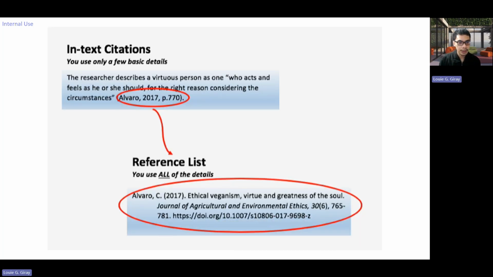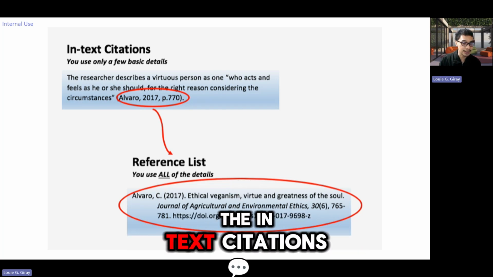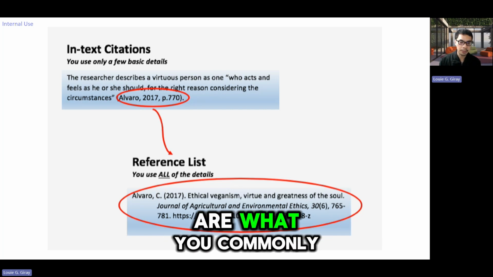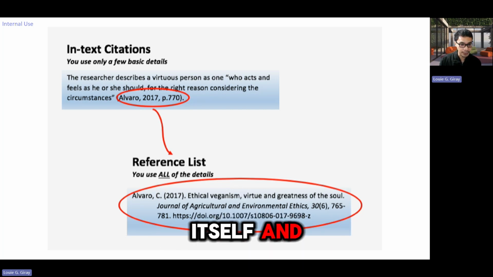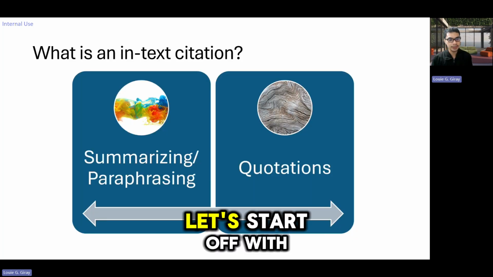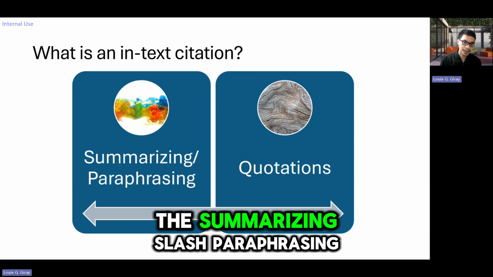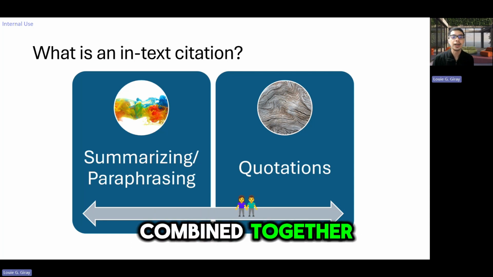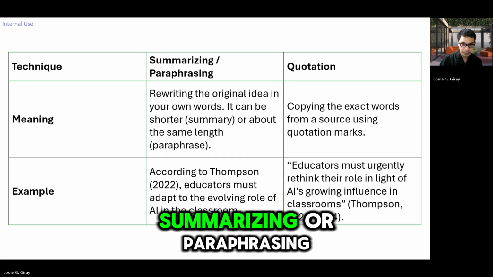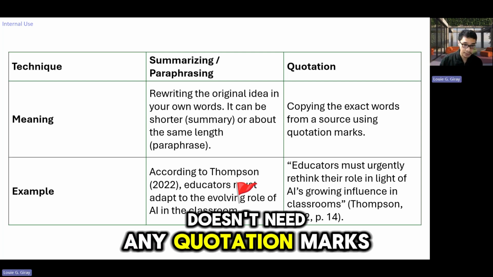As you see, there are two big terms that you must understand: the in-text citations and the reference list. In-text citations are what you commonly see in the content itself, and the reference list is at the end of the manuscript. Let's start off with the in-text citation. There are two: summarizing and paraphrasing combined together, and quotations. What's the difference? Summarizing or paraphrasing doesn't need any quotation marks.